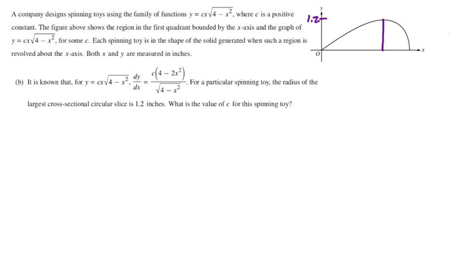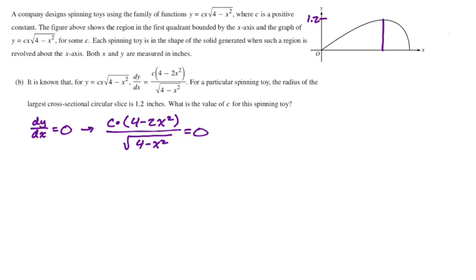First, we're going to figure out where this given curve has a maximum. That, I think, is why they've given you the derivative. We need dy dx equals 0. So that means that c times 4 minus 2x squared over the radical thing equals 0. You can cross the denominator out and you can divide by c, so we basically end up with 4 minus 2x squared equals 0.